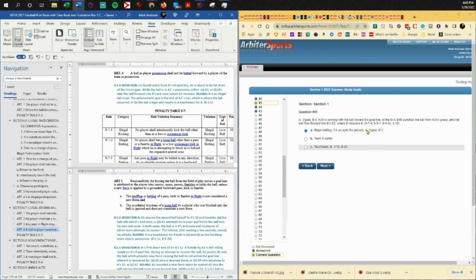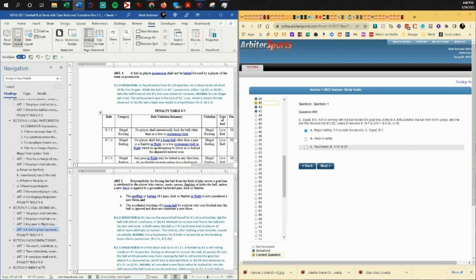So, the first rule reference here is to the illegal batting. This is not illegal batting because it says a ball in player possession should not be batted forward by a player of the team in possession. This is the opposing team, so we can't have an illegal bat. It's not in flight, it's not on the ground, it's in possession of the runner. So it's not illegal batting.